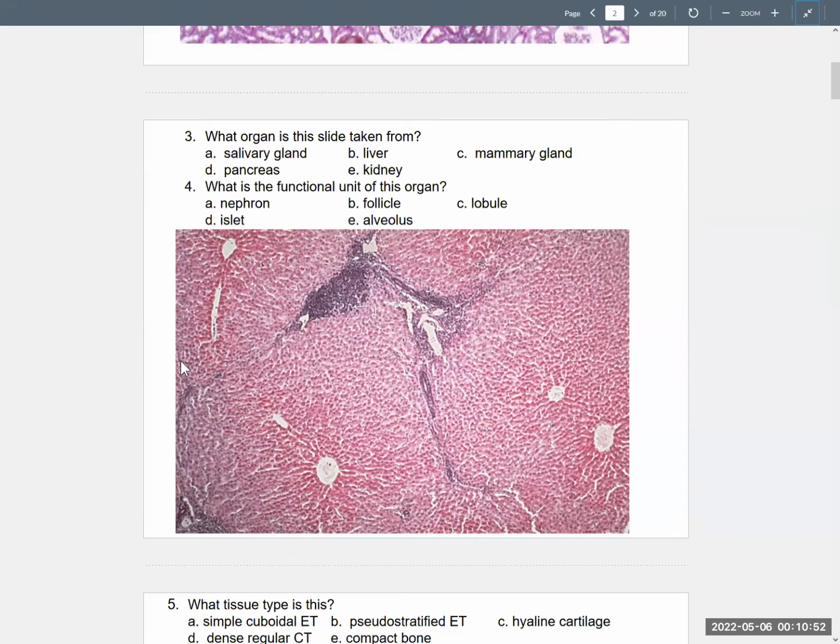Okay. Now, what's the functional unit of this organ? You have to have already correctly gotten liver, or you'll miss this part too. But you did get liver. So what's the functional unit of the liver? Nephron? No, nephron is part of the urinary system. The lobule, yes. This is part of the digestive system. Okay.